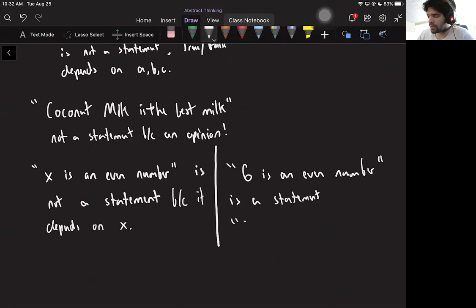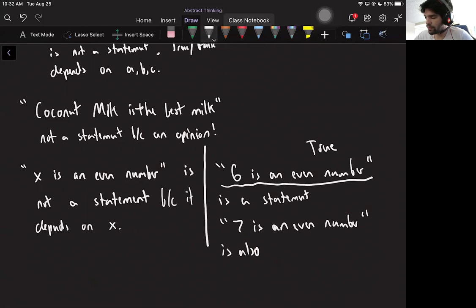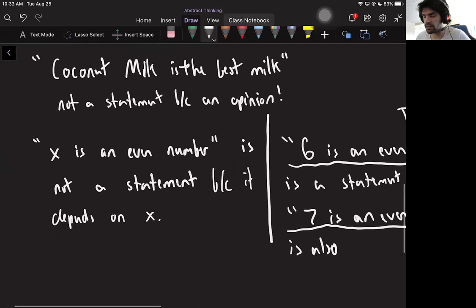And I can also write 7 is an even number, which is also a statement. Notice I'm not caring about whether it's true or false. I hope you can tell that one of these is true and one of these is false. The point is that they are true or false, and there's no ambiguity. So that's why those two are statements, but if I just said X is an even number, and I don't say anything else, that's not a statement, because it depends on X. It can change.